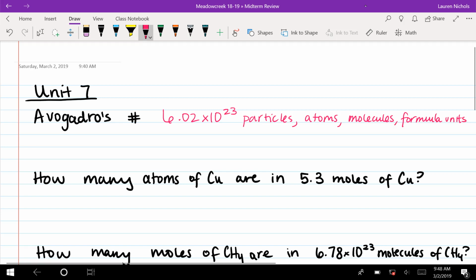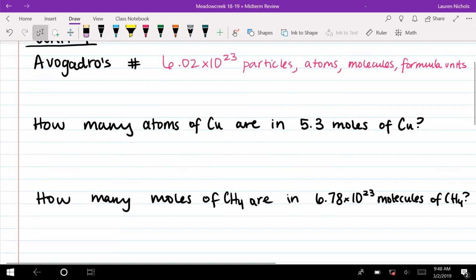Now, knowing which one is used for what is not particularly necessary for your midterm, but you do need to know that all four of those words, if you see them in your question, are a big indicator that you're going to need to use Avogadro's number in a T-chart.